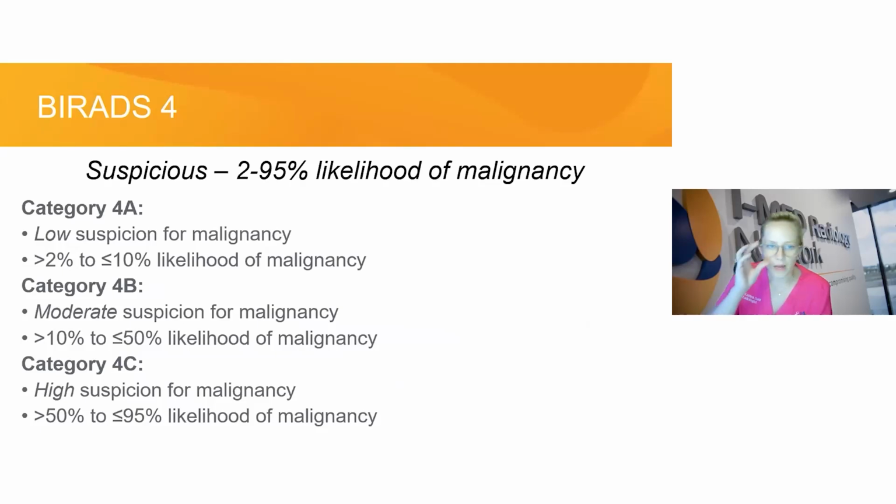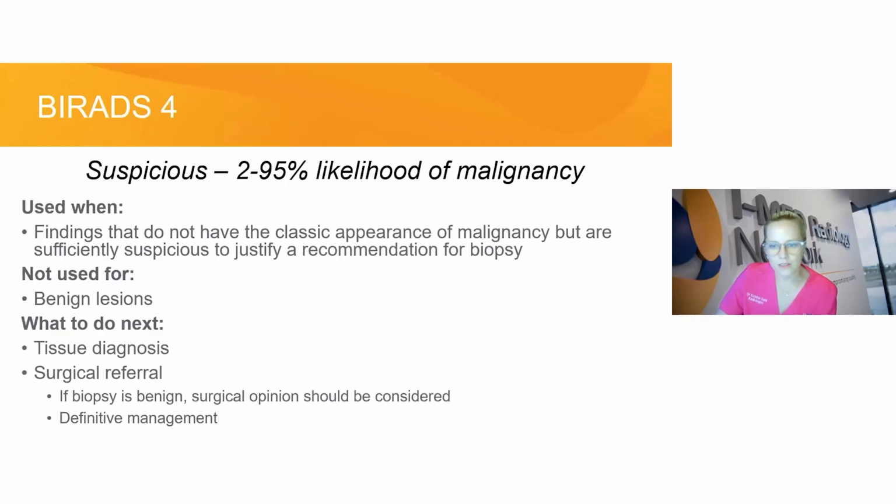So BI-RADS 4 is suspicious, and for argument's sake, we're divided into 3 categories. With experience now, I will assign A, B, and C, but I'm not quite sure how I've determined something is 45% chance of malignant or 55% chance of malignant, other than to say, I'm pretty worried about this, or I'm less worried about this. It's really just to say that features do not have the classic appearance of malignancy, but are sufficiently suspicious to justify the recommendation for biopsy. So BI-RADS 4 equals biopsy without question.